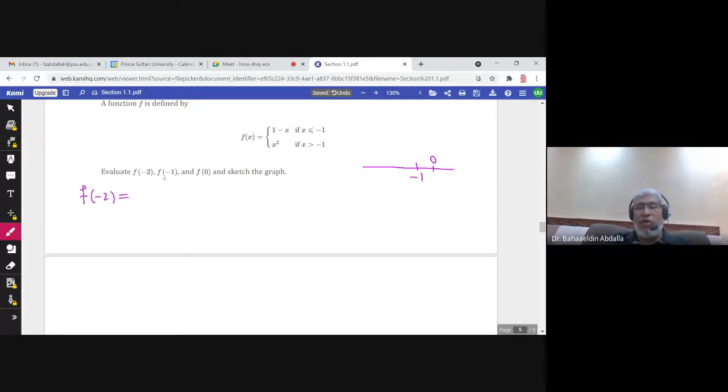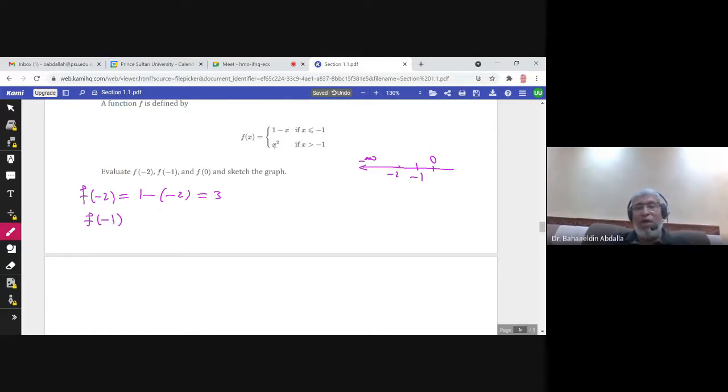Where is -2? -2 is here. So -2 is less than -1 because it's to the left, okay? So -2 is less than -1. So now I have to use the first definition. To find f of -2, I replace this x here by -2, and the answer would be 1 plus 2, which is 3.